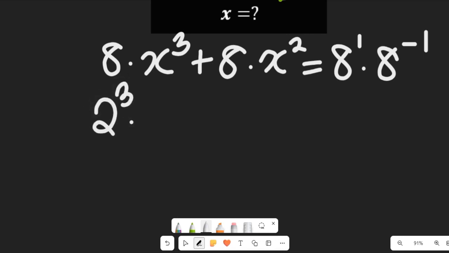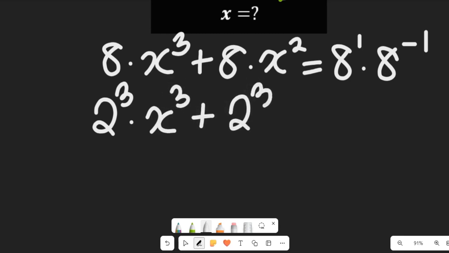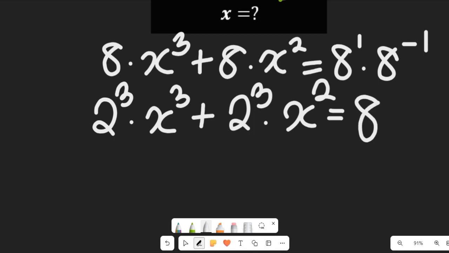Now from this instance, you come to see that 2 to the power of 3 is also 8, so we'll represent that with 8: 2 to the power of 3 multiplied by x to the power of 3 plus 2 to the power of 3 multiplied by x to the power of 2, and this will be equal to, according to the law of indices, 8 to the power of 1 plus negative 1.